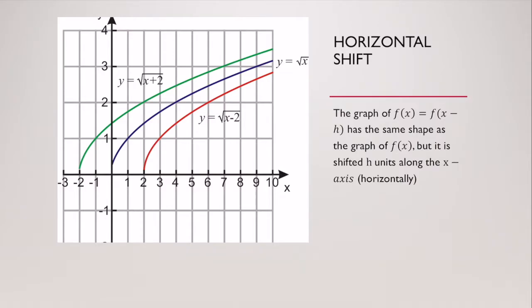Next, let's go ahead and talk about horizontal shift. If I have the graph f of x minus h, this graph is going to have the same shape as f of x, but it's shifted h units along the x-axis. This one's a little trickier because we need to keep something straight. If I'm adding to it, that actually shifts it in the negative direction to the left. And if I'm subtracting from it, that actually shifts it in the positive direction to the right. So it's flipped. That's one thing to really keep in mind with horizontal shift.